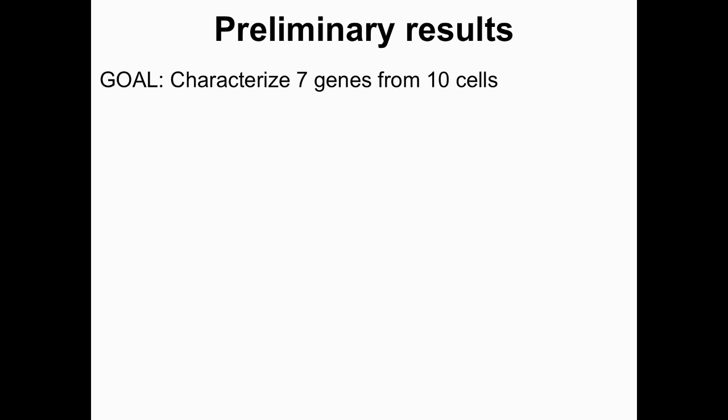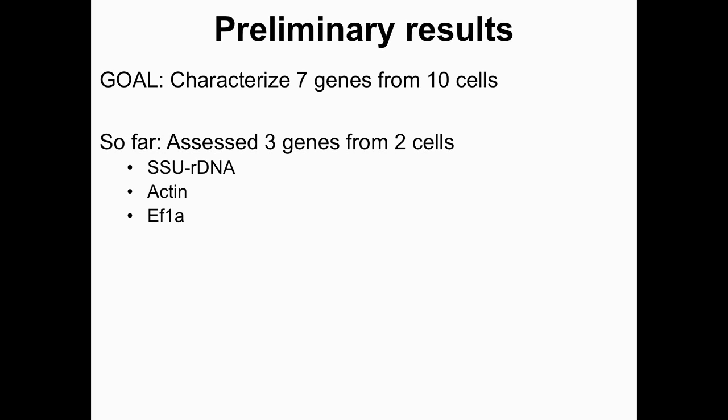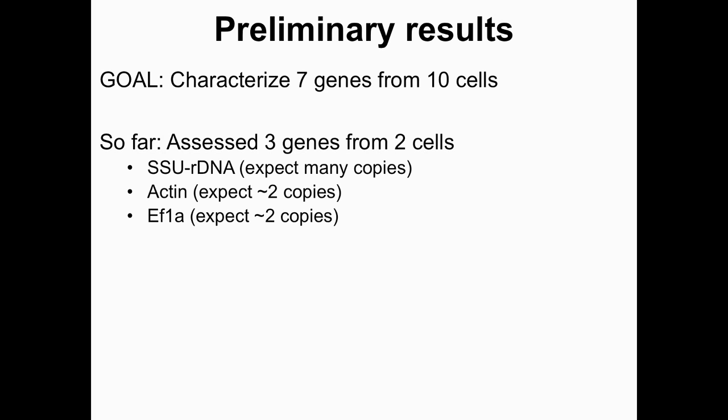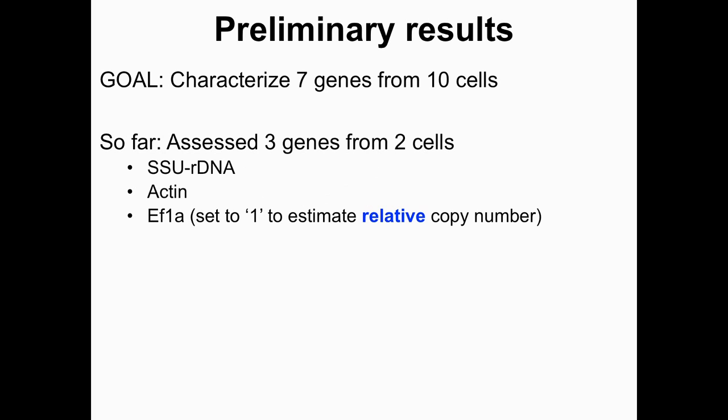Our goal is to characterize 7 genes from 10 cells, and so far we have assessed 3 genes from 2 cells, which I'm showing here. The 3 genes are SSU, actin, and EF1 alpha. Just to remember, we expect a lot of SSU and only roughly 2 copies for the protein-coding genes. And for the next, actual observed graph, we specifically set EF1 alpha to 1 to estimate relative copy number.